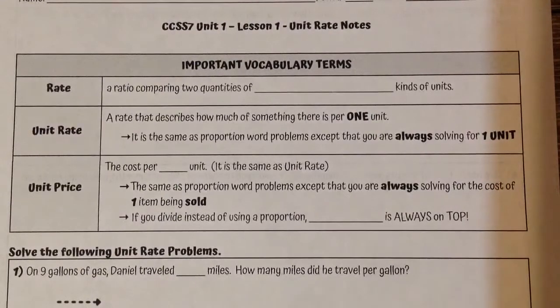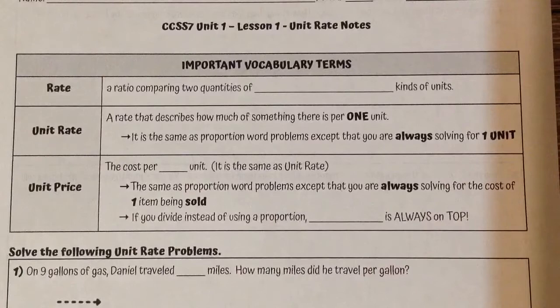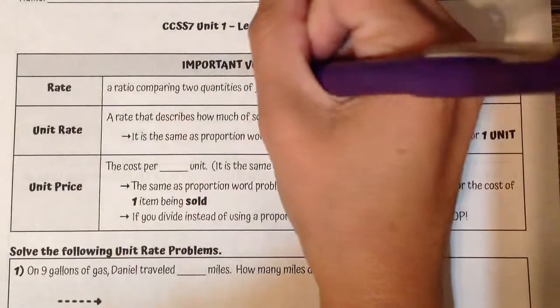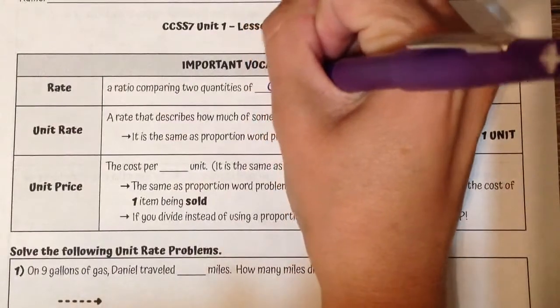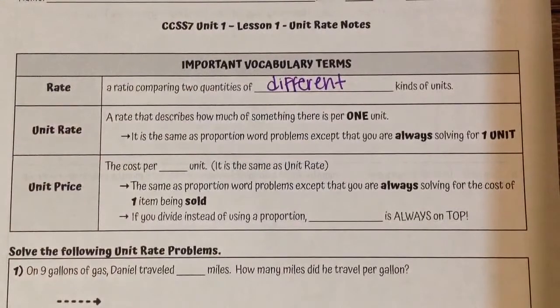For lesson 1, we're going to be talking about unit rates and unit prices. A couple of vocabulary terms that we want to go over are rate. A rate is a ratio comparing two quantities of different kinds of units. So miles and gallons, miles and hours, feet and seconds.